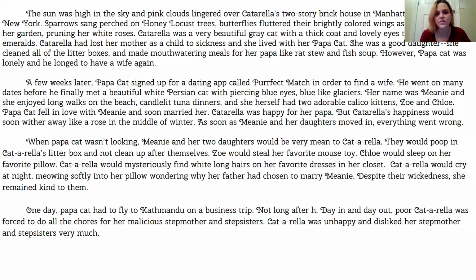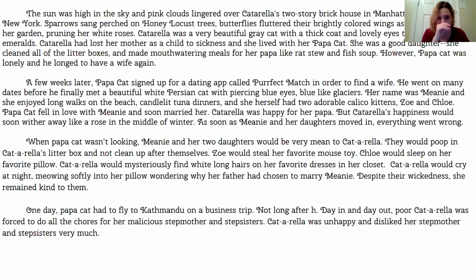Catarella had lost her mother as a child to sickness, and she lived with her papa cat. She was a good daughter. She cleaned all of the litter boxes and made mouth-watering meals for her papa like rat stew and fish soup. However, Papa Cat was lonely and he longed to have a wife again.